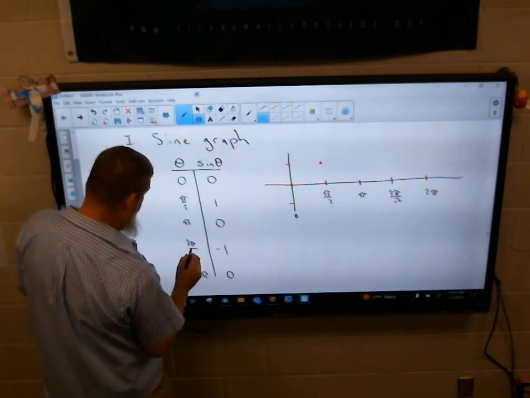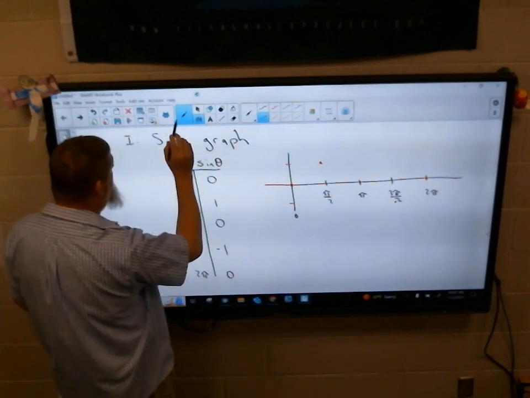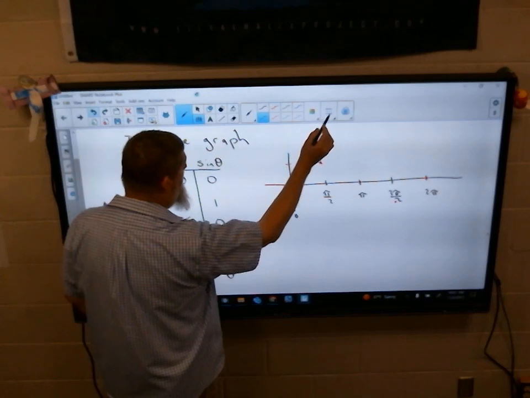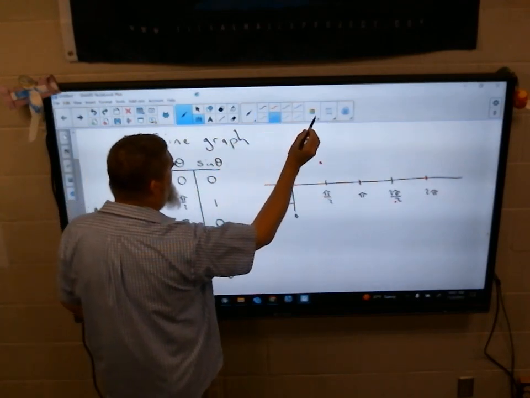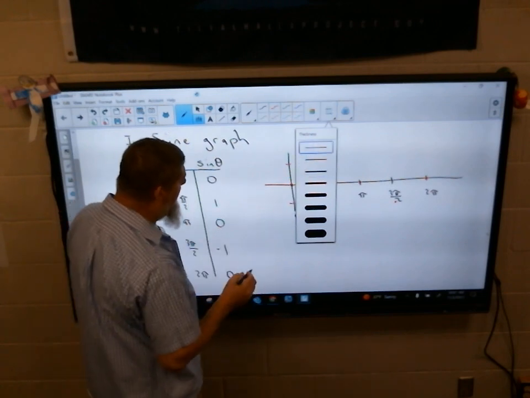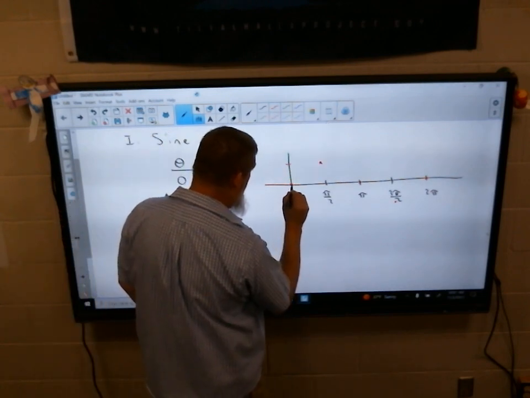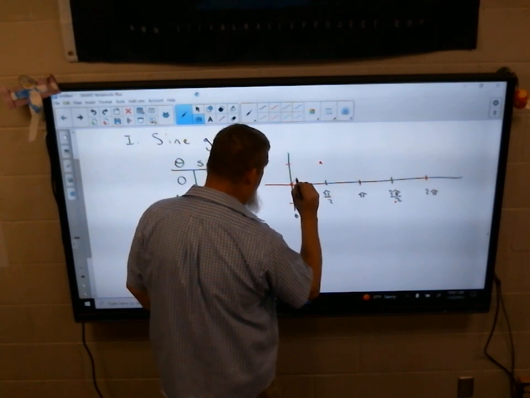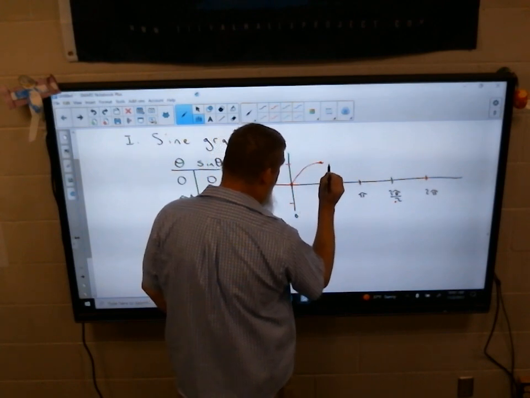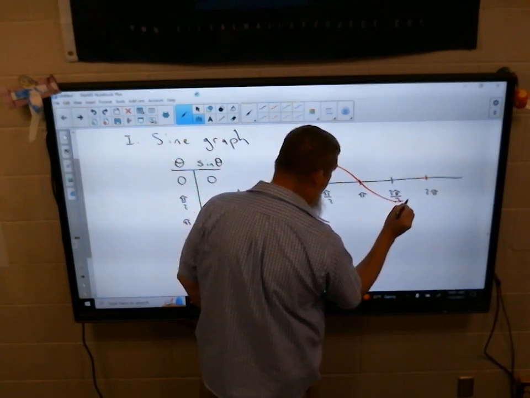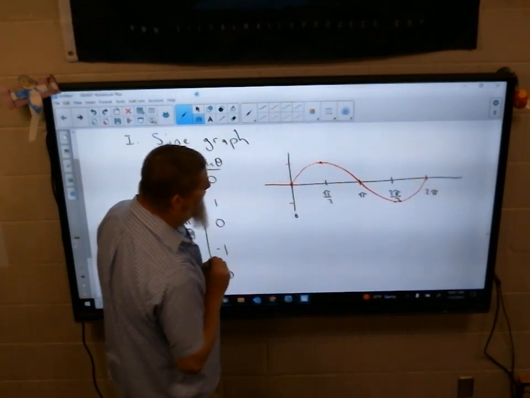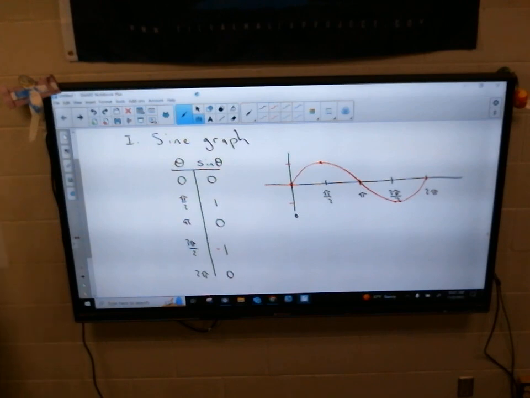While you guys are finishing that, I'll fix my boo-boos. Now, if we connect those dots, you'll see the sine curve. I did this this morning, and a student said, oh, it's the sine waves. That's exactly right. There's one sine wave. That's unique.